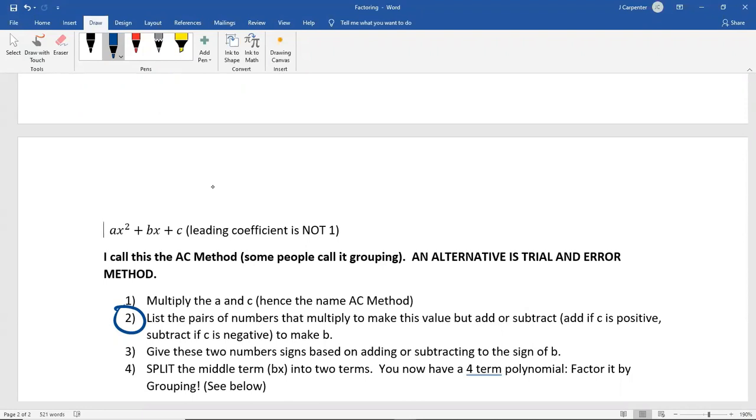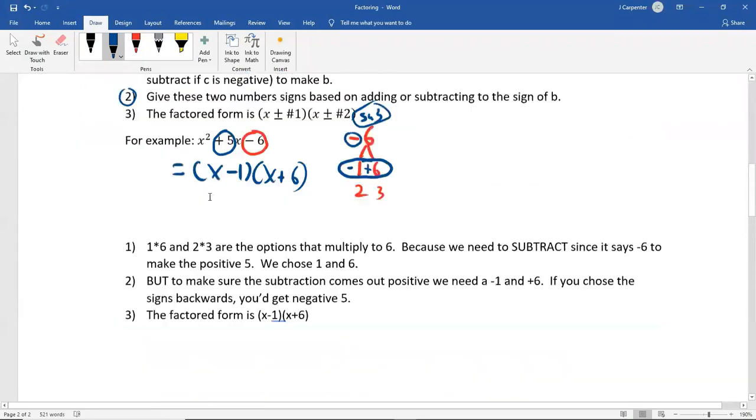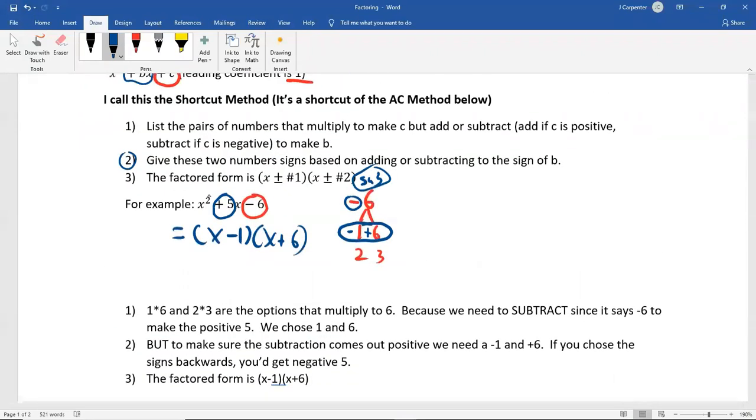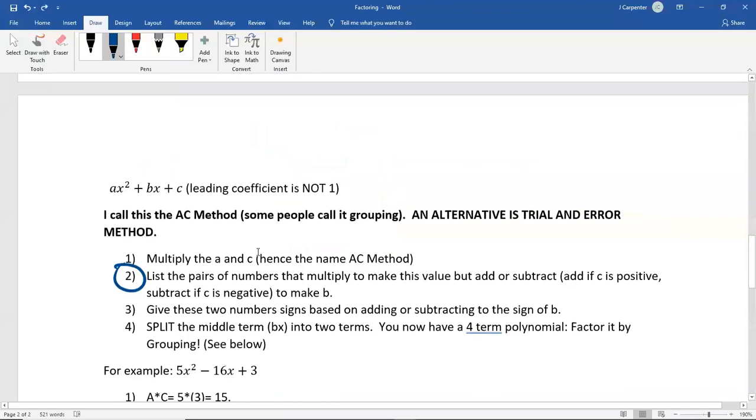Here's where things change. The shortcut method says we go straight to the answer: X is in the first slots and the numbers in the second slots. When the leading coefficient isn't a 1, you might have numbers that need to go here, like a 2 and a 5, something like that. So we can't just use this approach. What we have to do, and again, give them the signs based on combining to B, is split the middle term into 2 terms. You are going to create a 4-term polynomial. You're going to take something that had 3 terms and make it 4.